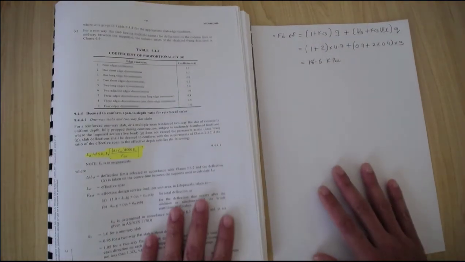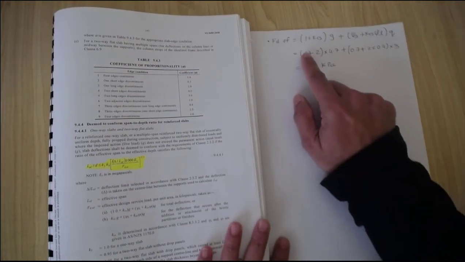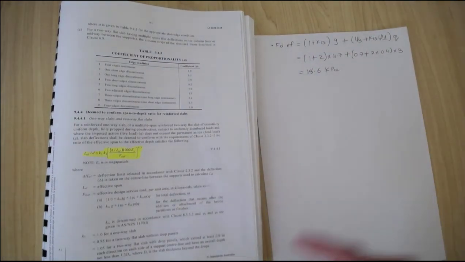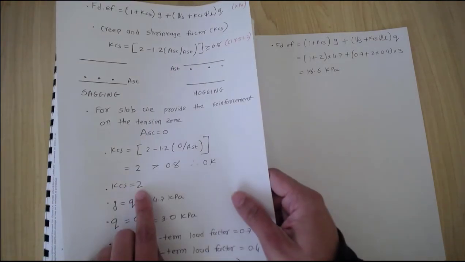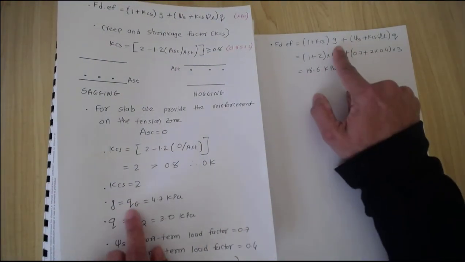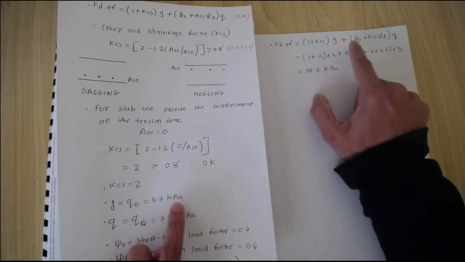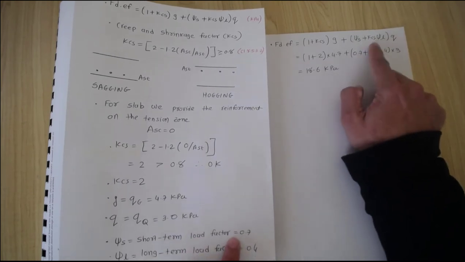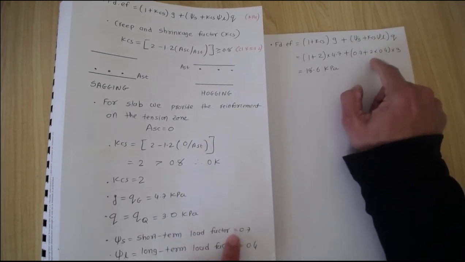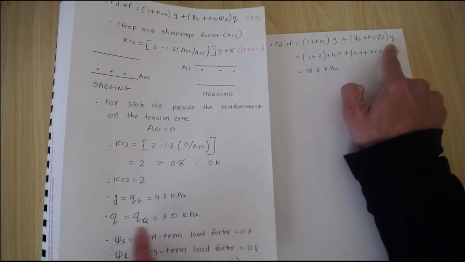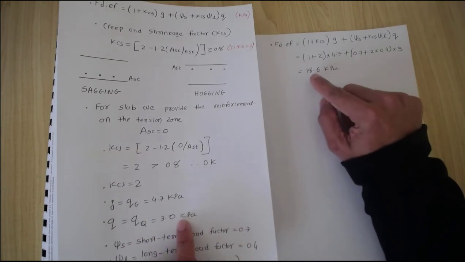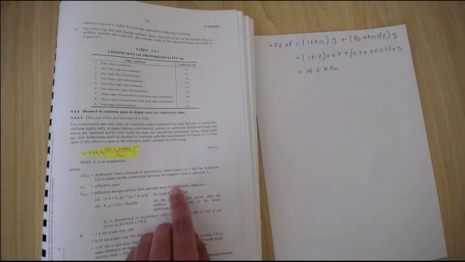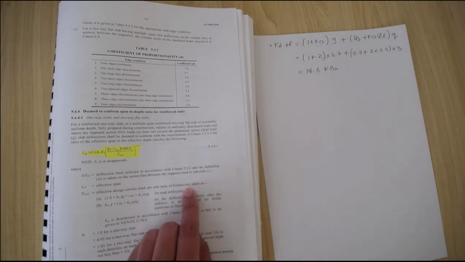Now let's continue working on that. I think we have all the required details. Again, I copied this equation from the standards. 1 plus KCS, we just found KCS is 2, that I substitute here. G, we noted dead load, which is 4.7 kilopascals, plus short-term load factor 0.7, substitute here, plus KCS, the creep and shrinkage factor 2, times long-term factor 0.4, and live load is 3 kilopascals. Substitute here, it gives me 18.6 kilopascals. The unit kilopascals is given here, so we take this unit as kilopascals.